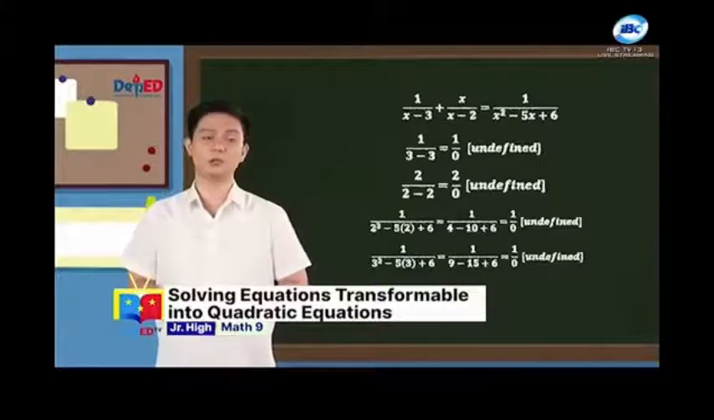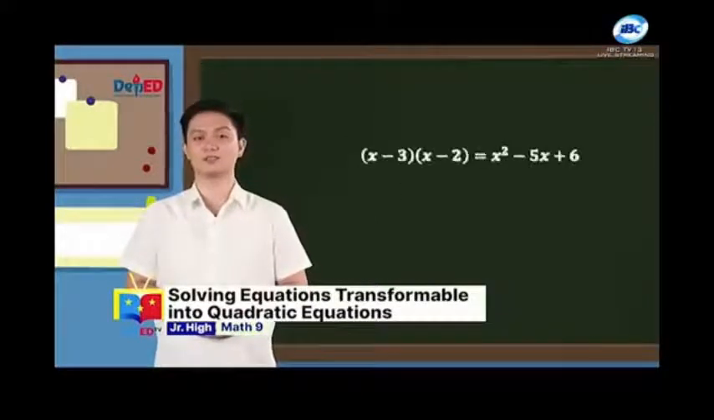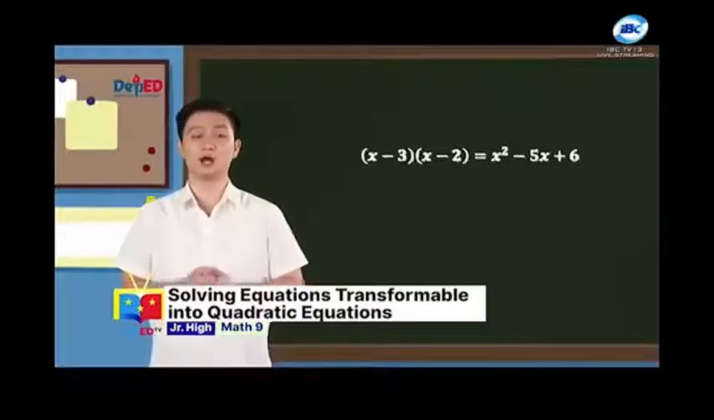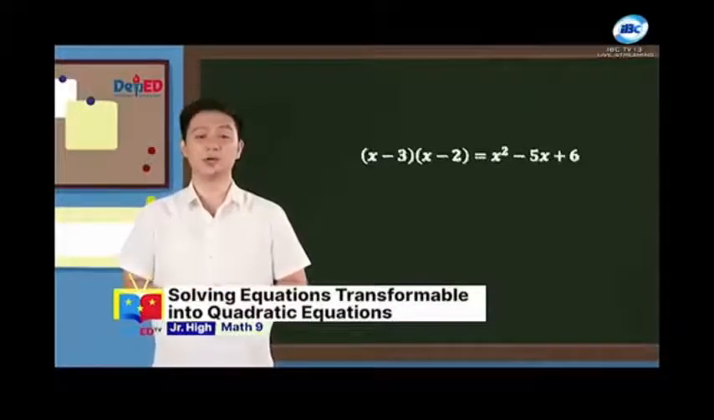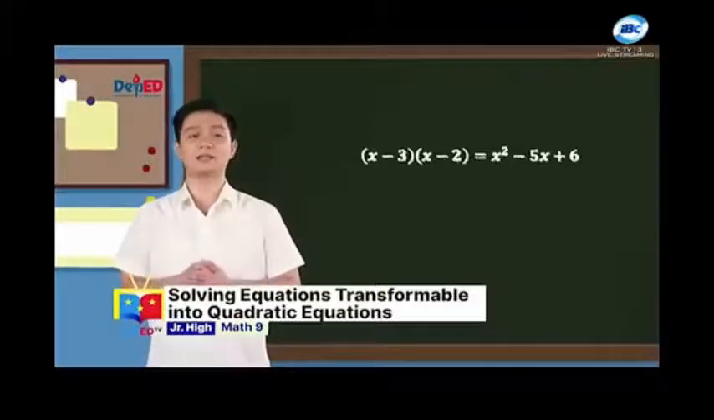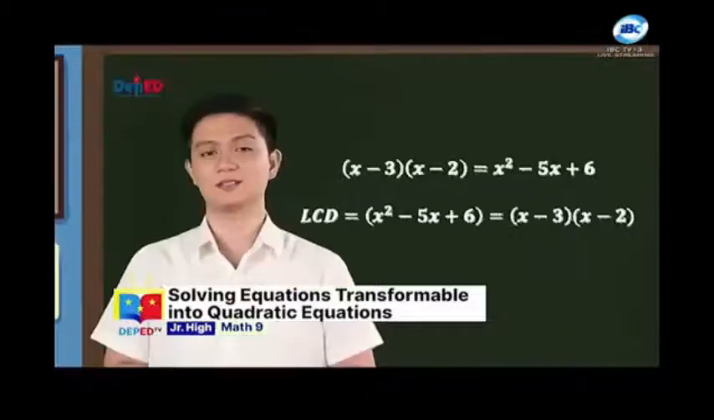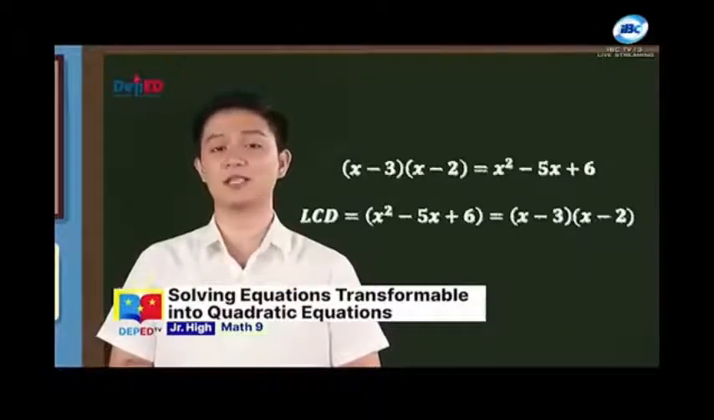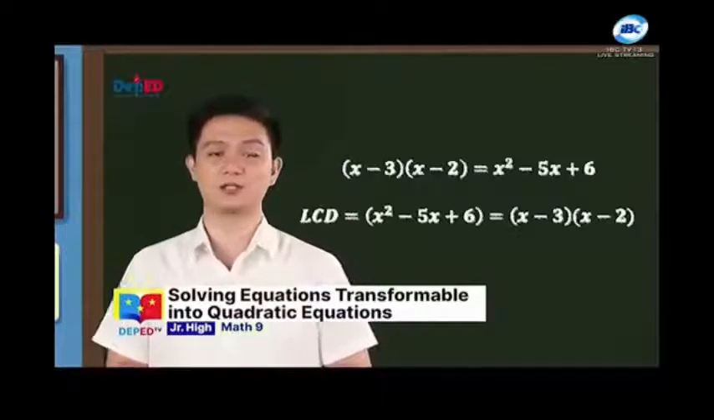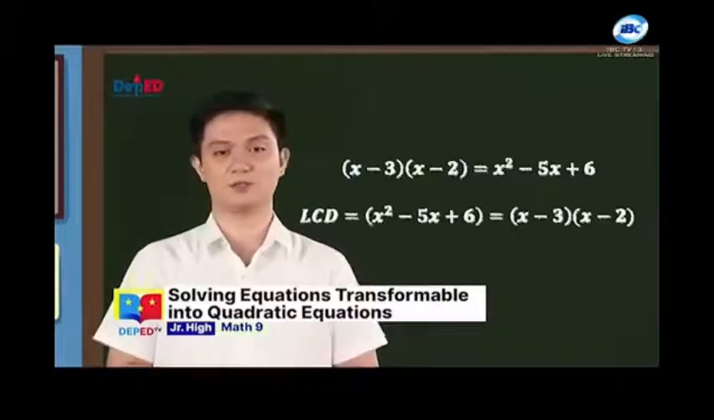So, we go to step 1 now to solve the equation. Determine the LCD. I mentioned earlier that the denominator x squared minus 5x plus 6 is equal to the product of the binomials x minus 3 and x minus 2, which happen to be the other two denominators in the equation. If this is the case, then the LCD of the expressions is the trinomial x squared minus 5x plus 6, or the factored form x minus 3 times the binomial x minus 2.